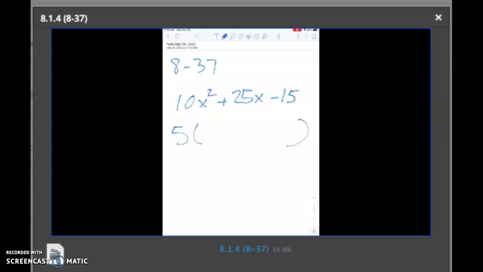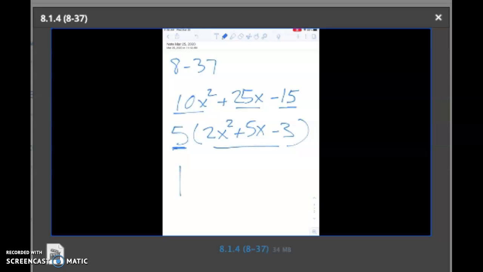All right, so now I'm deciding what do I multiply 5 by to get 10x squared? Well, 5 times 2x squared gives me 10x squared. And then what do I multiply this 5 by to get 25x? Well, 5 times 5x would give me 25x. And again, what do I multiply 5 by to get negative 15? 5 times negative 3 gives me negative 15. Once I'm there, I've factored out the common factor, and now we need to do our generic rectangle and our diamond for what's left inside the parentheses.